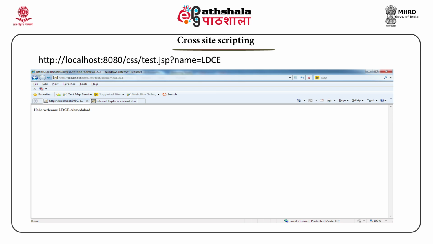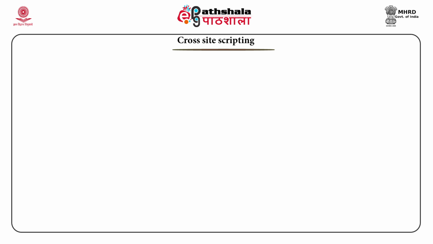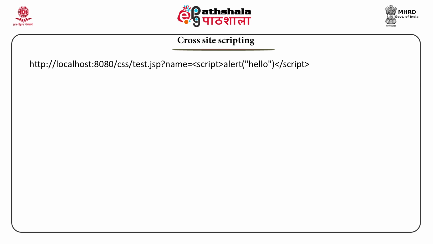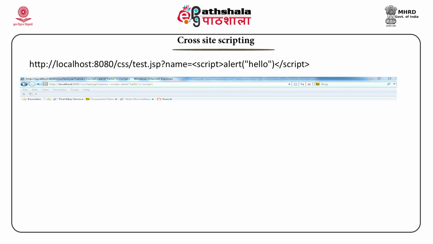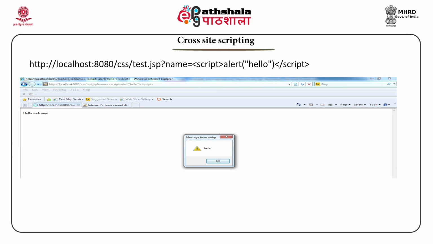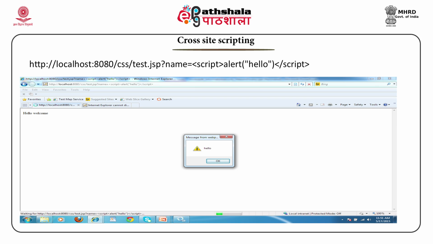But now the trick is, instead of passing a simple string, what we are passing is a script tag saying name equal to script, then alert saying hello, and then the script tag ends. What has happened now, we have passed a script in a parameter, so when you run this program in a browser, it pops up an alert saying hello.